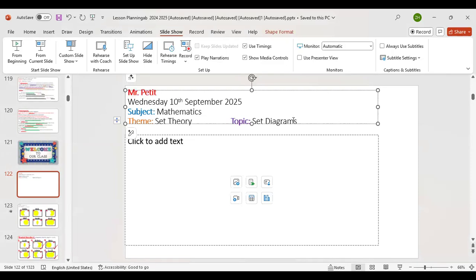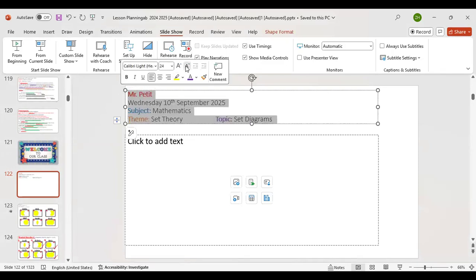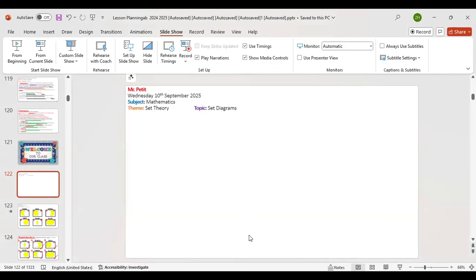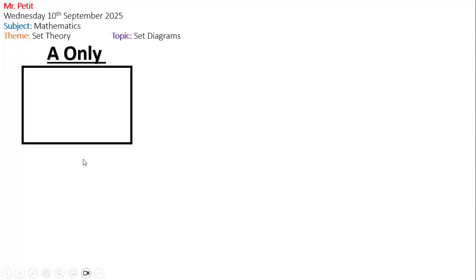All right, so set diagrams. That's what we're going to be looking at this evening. Let's begin with the first one. We're going to draw this box, and let's call this one A only. I want to draw a Venn diagram, but I only want to shade in A only. When I say A only, I don't want all of A, I just want A only.